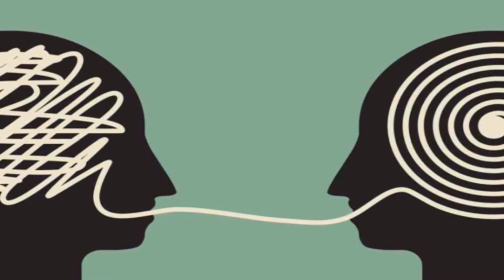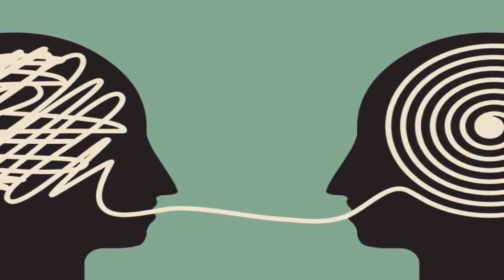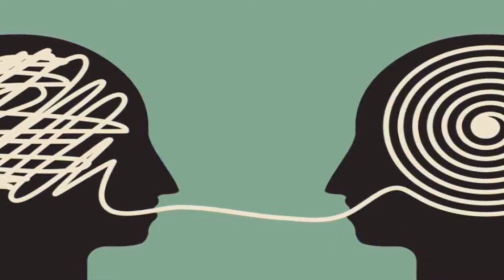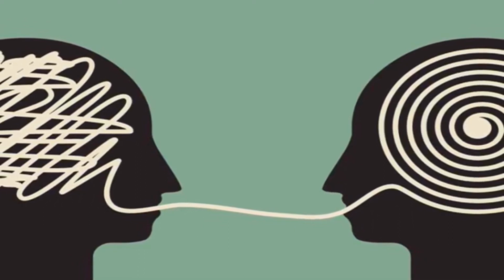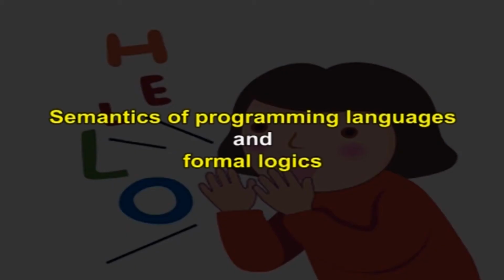This is the study of meaning. Linguistic semantics is the study of meaning that is used for understanding human expression through language. Other forms of semantics include the semantics of programming languages and formal logics. Semanticists answer such questions as the following.